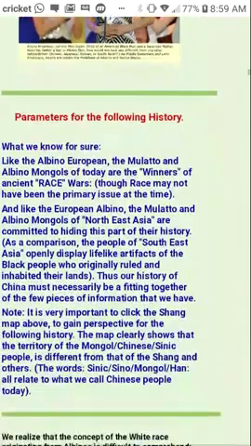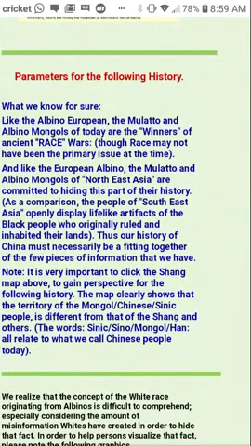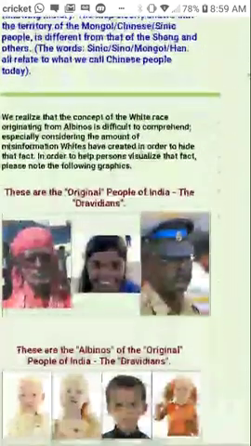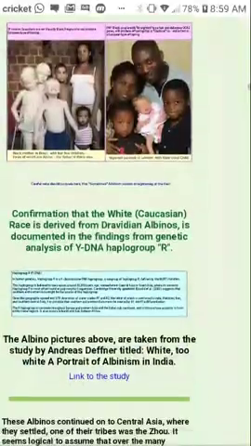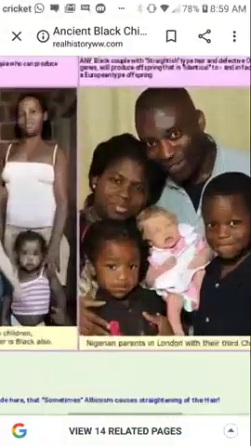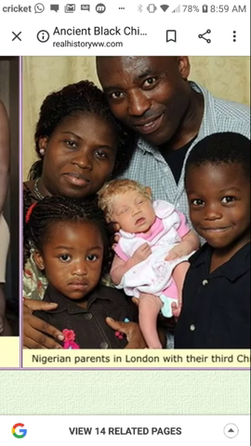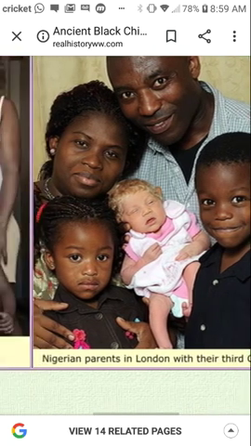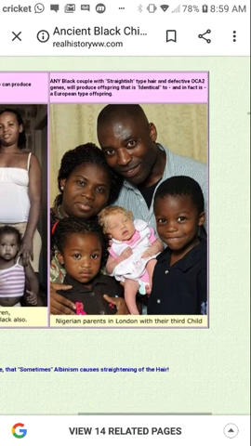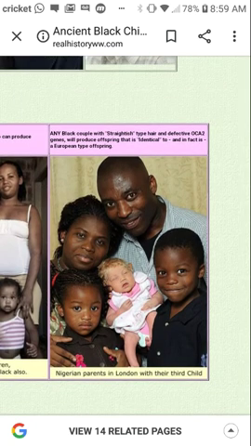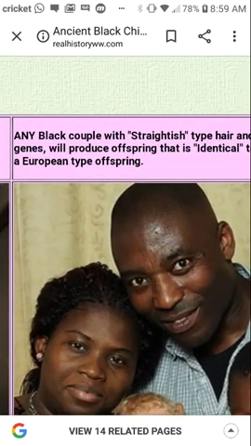Hybrid peoples, especially when you start looking at the pictures of the original blacks of Asia. Okay? So he goes through different things. Shows you here a black family. Nigerian parents in London with their third child. Blonde hair, blue-eyed baby with pinkish reddish skin. See?